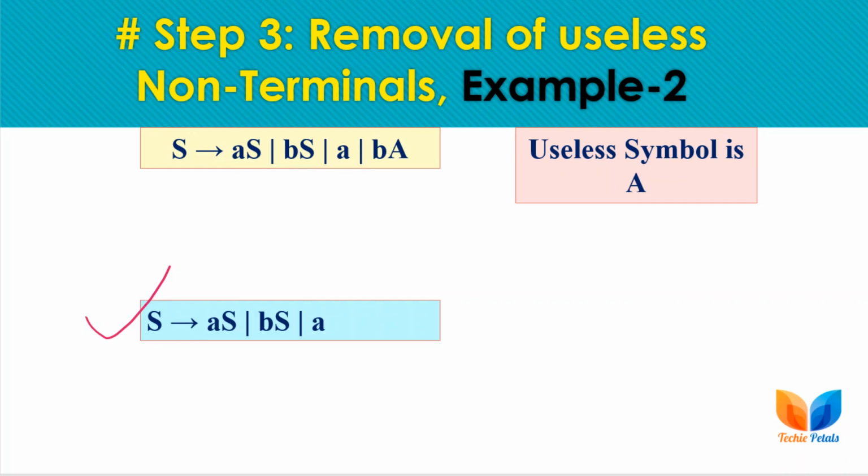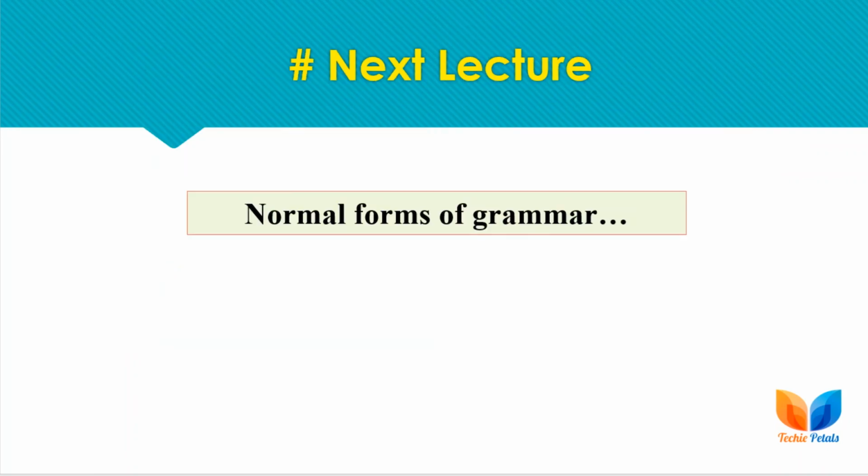In the next lecture we will be covering the normal forms of the grammar. For this lecture, for simplification of grammar, you must follow this sequence only, because the removal of null productions may lead to the generation of unit productions, and the removal of unit productions may lead to the generation of useless symbols. So please follow the steps in sequence only: null production, then unit production, and only then can you start removing the useless symbols from the grammar.